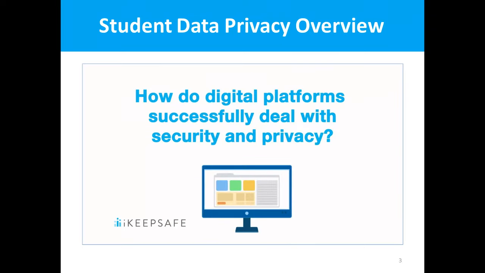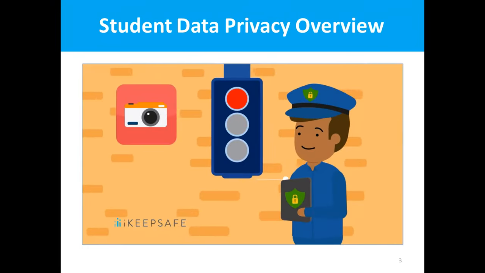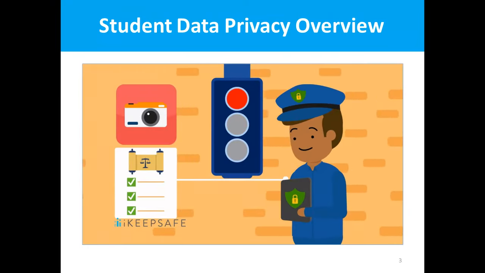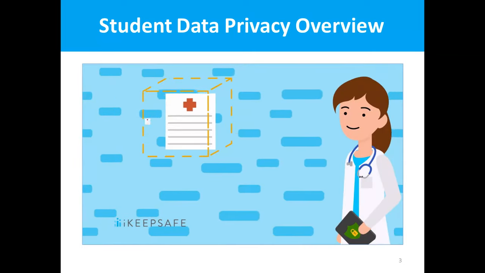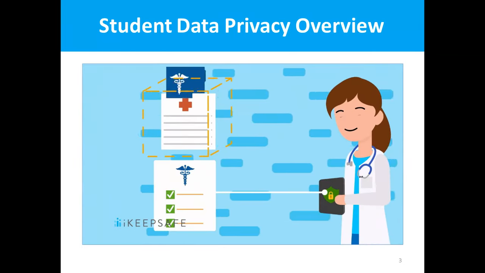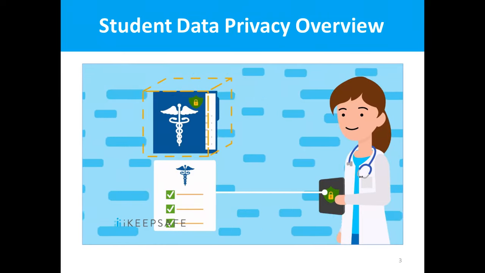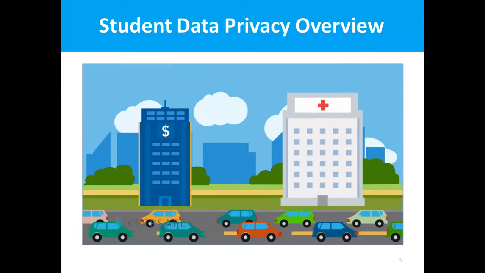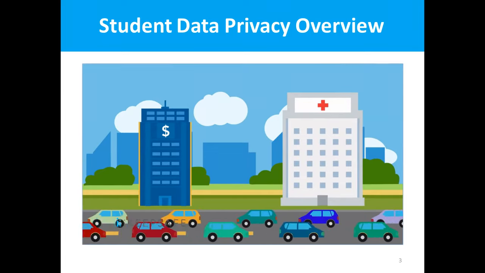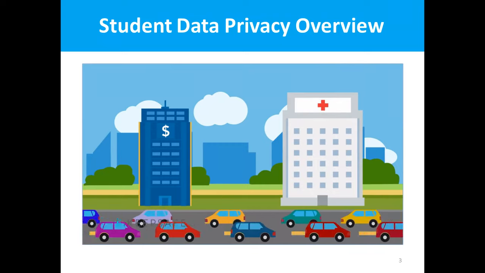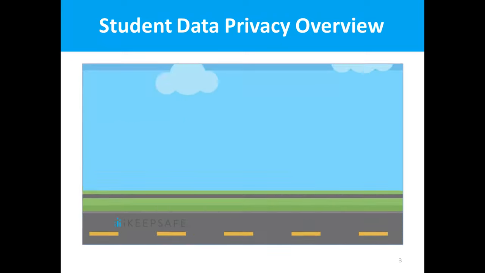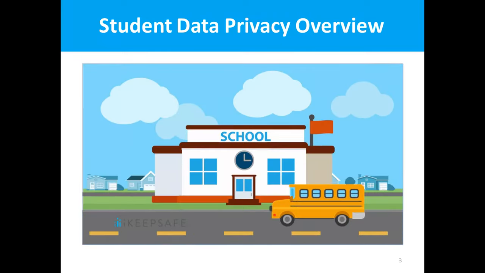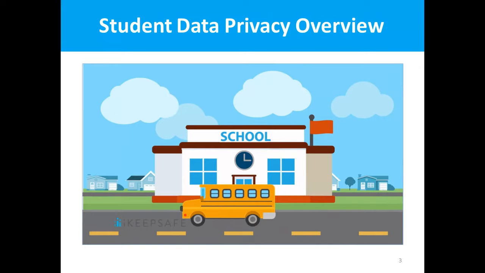How do digital platforms successfully deal with security and privacy? Companies in the digital industry must comply with certain laws and standards. For example, health records must be private, so companies set up systems to ensure security and restrict access. The financial and healthcare industries have well-established privacy and security practices. They use technological tools and employee training to be successful. Other sectors like education are working together to implement similar practices.